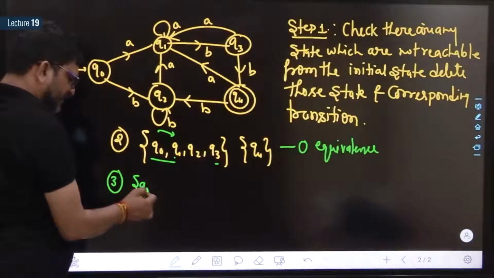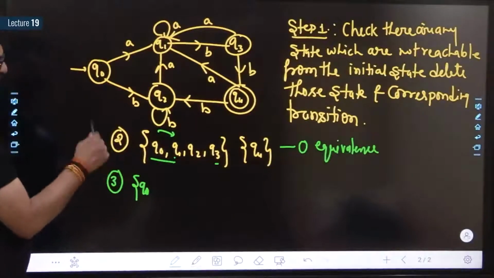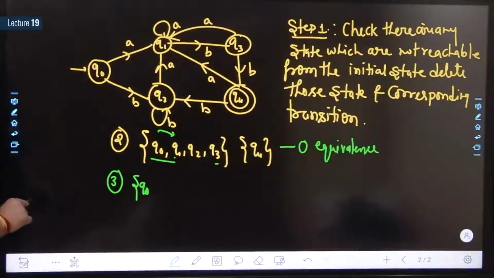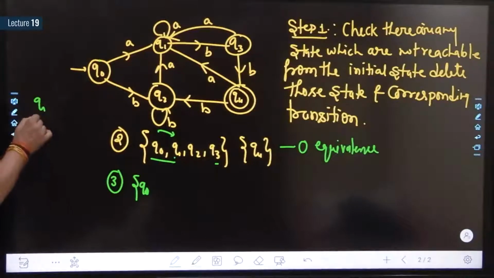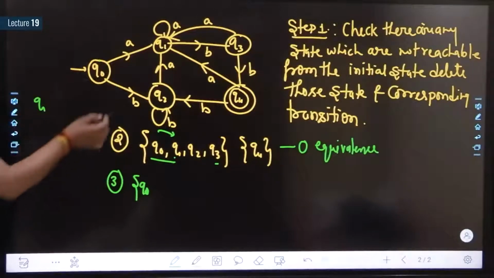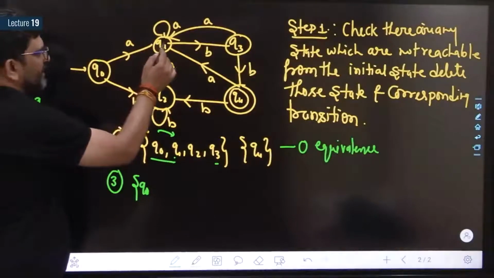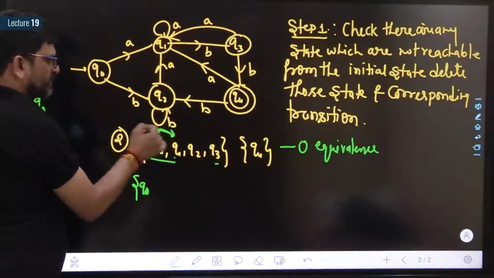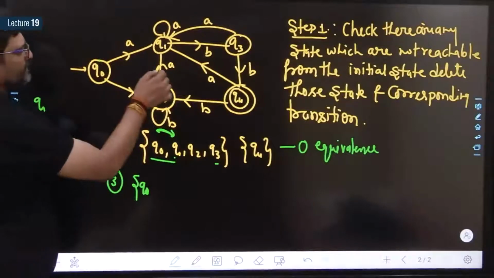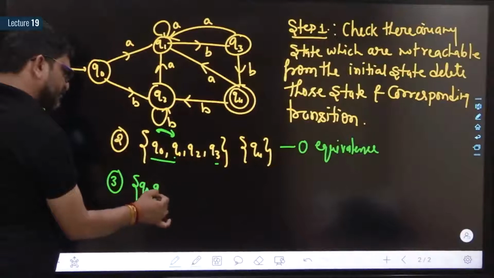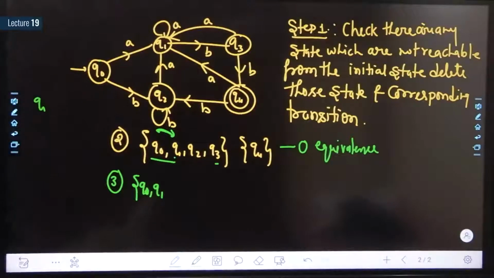This is the 0 set, Q0. Now check whether Q1 is 1 equivalent to Q0 or not. Q1 on A goes to this group, Q1 on B goes to the same group. It means Q0 and Q1 are 1 equivalent.